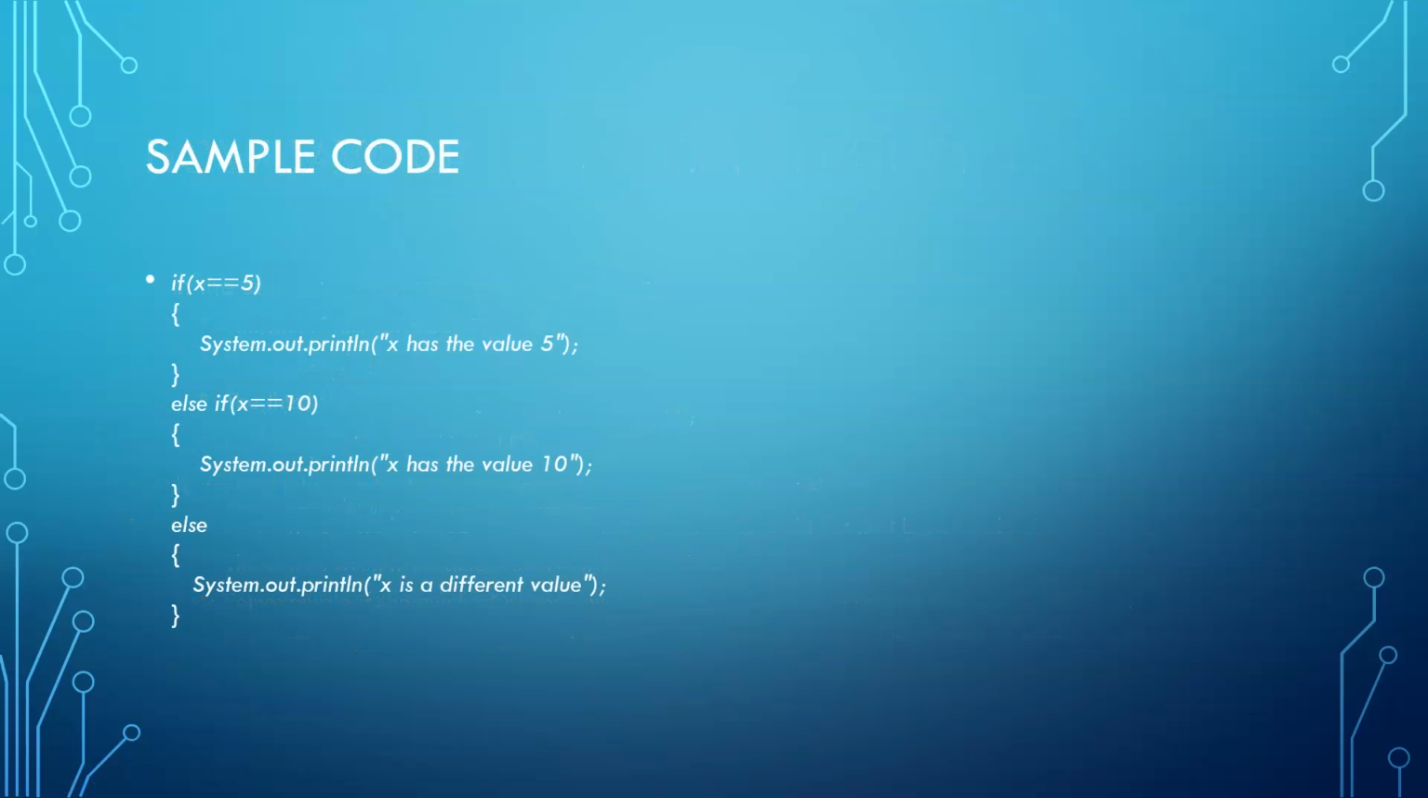So here's another sample code. I have if x is equal to 5, this is another print line, x has the value of 5. If x equals 10, x has the value of 10, and then else, x is a different value. So we can see here we're just checking to see if x is 5, if it is 10. Otherwise, we're just going to say it's something else.